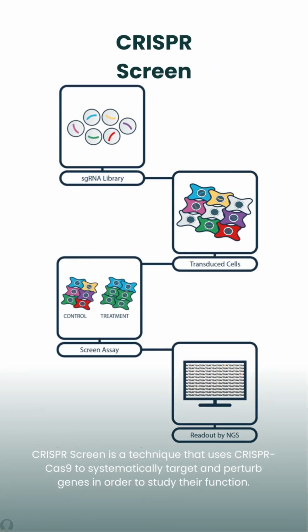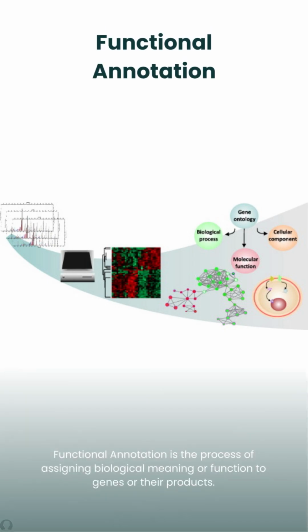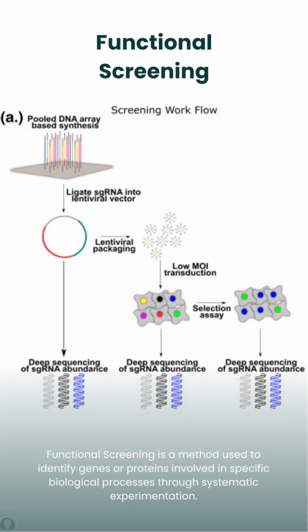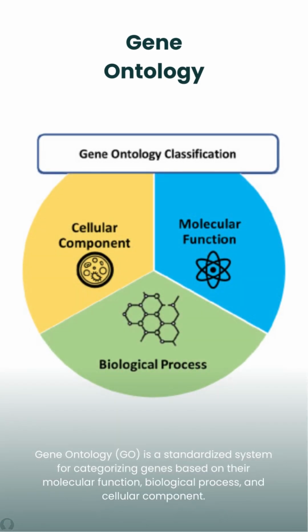CRISPR screen is a technique that uses CRISPR-Cas9 to systematically target and perturb genes in order to study their functions. Functional annotation is the process of assigning biological meaning or function to genes or their products. Functional screening is a method used to identify genes or proteins involved in specific biological processes through systematic experimentation. Gene ontology is a standardized system for categorizing genes based on their molecular function, biological process, and cellular components.